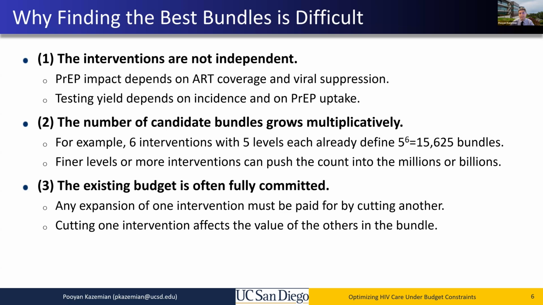And the third reason is that the existing budget is often fully committed, which means that any expansion in one intervention must be paid by cutting other interventions. And as we just discussed, cutting one intervention affects the value of the other interventions in the bundle of care because of the overlap and the interaction among these interventions. So for all of these reasons, finding the best way to allocate our limited budget among many different interventions is actually a very difficult research problem.